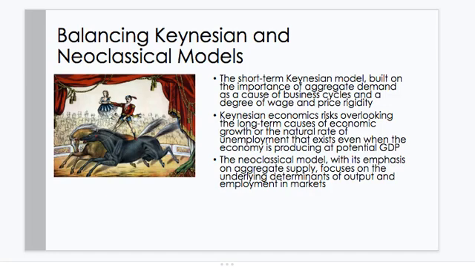Keynesian economics risks overlooking the long-term causes of economic growth or the natural rate of unemployment that exists even when the economy is producing at potential GDP. The neoclassical model, with its emphasis on aggregate supply, focuses on the underlying determinants of output and employment in markets.